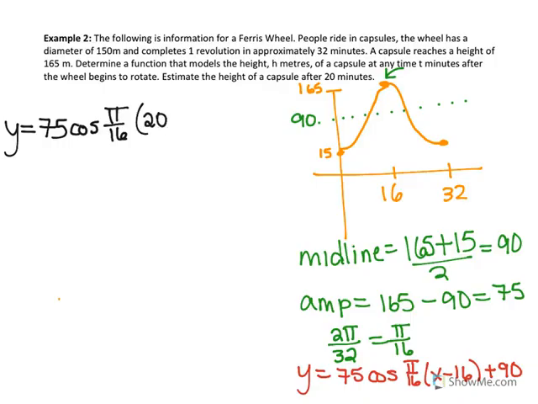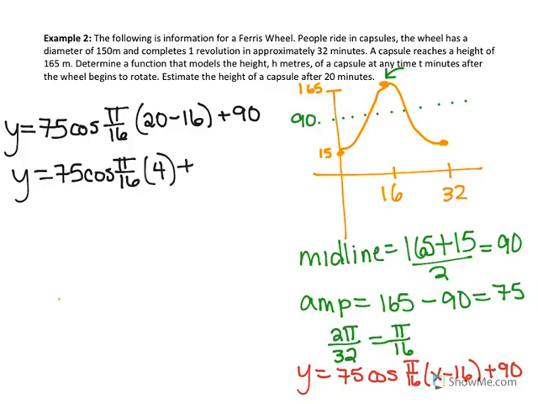So let's plug a 20 in for x. So 20 subtract 16 plus 90. I would simplify that bracket. So 20 subtract 16 is 4 plus 90. And then just try typing this into your calculator. So I want you to pause it, type it into your calculator, and I'll tell you what you should get.